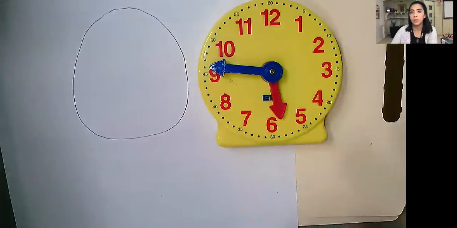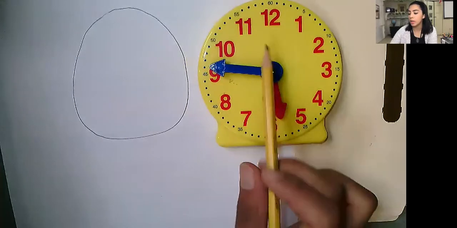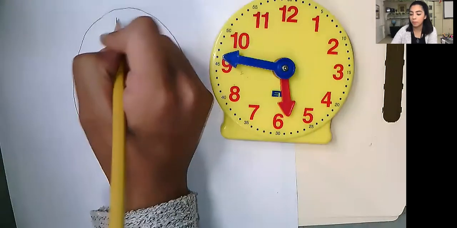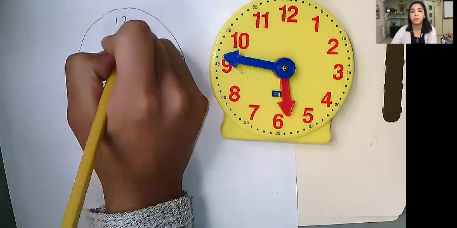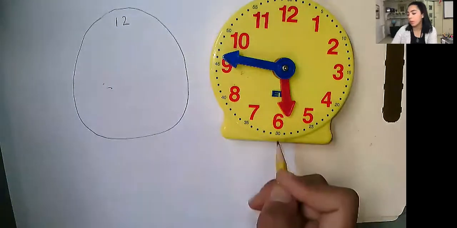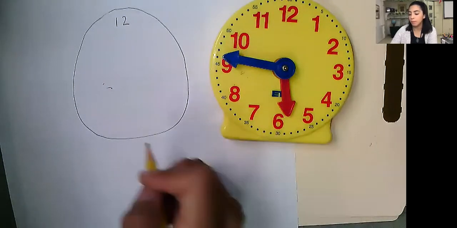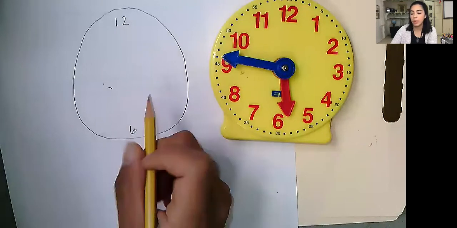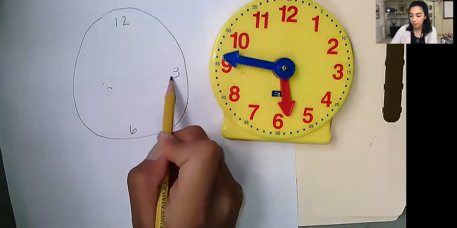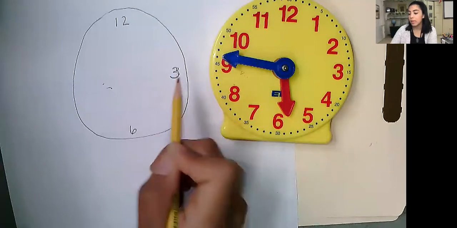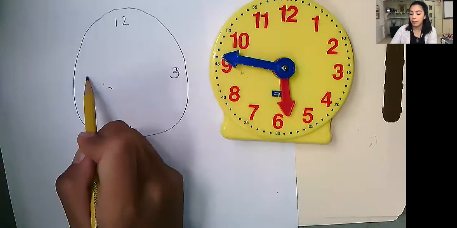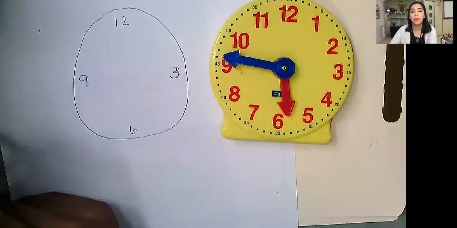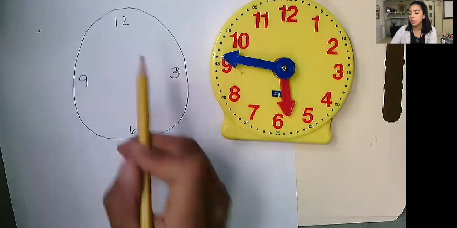So the first thing I'm going to do is start by writing the number 12 at the top. And then I'm going to write the number 6 at the bottom. And then I'm going to write the number 3 on the side. And then I'm going to write the number 9. Now I can fill it out, right?